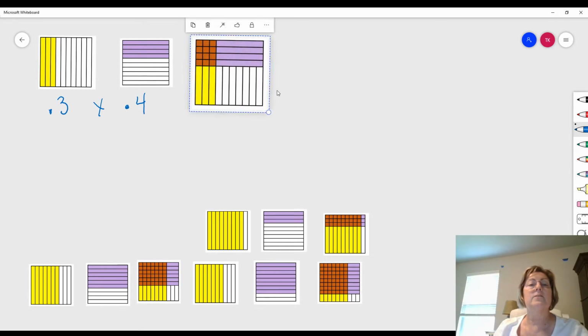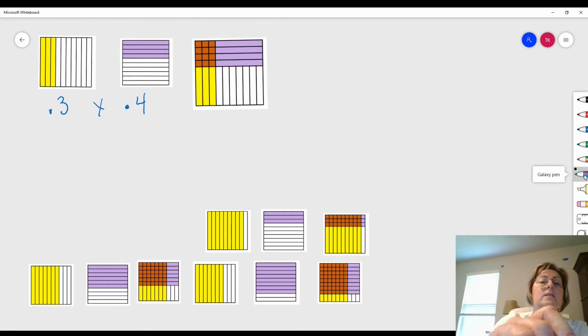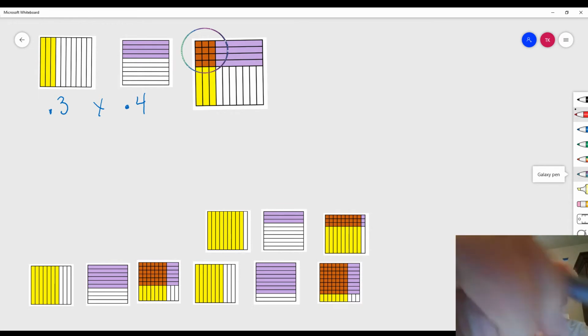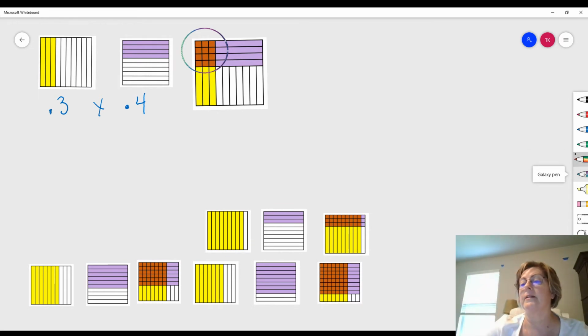So my answer is going to be this part that's overlapping right here. And you can see that when it overlaps, we get smaller pieces. We no longer are using the whole 3/10 or the whole 4/10 because we're taking 4/10 of each of the 3/10.